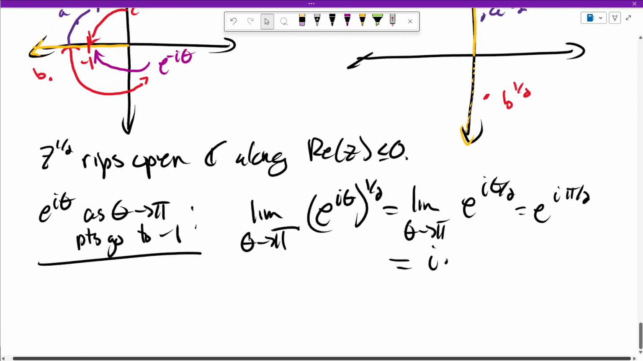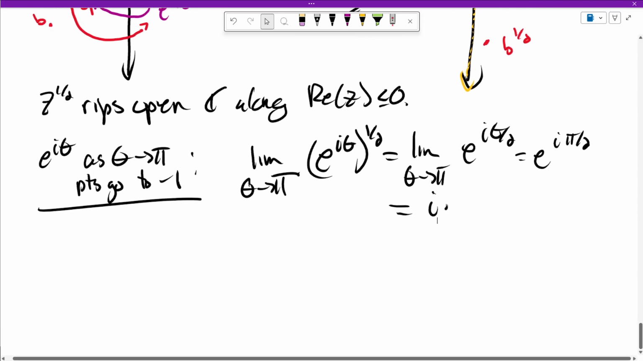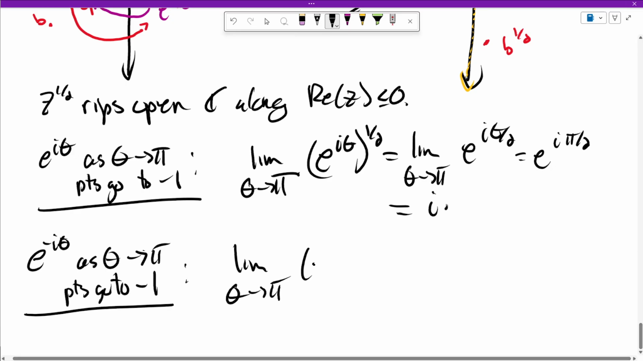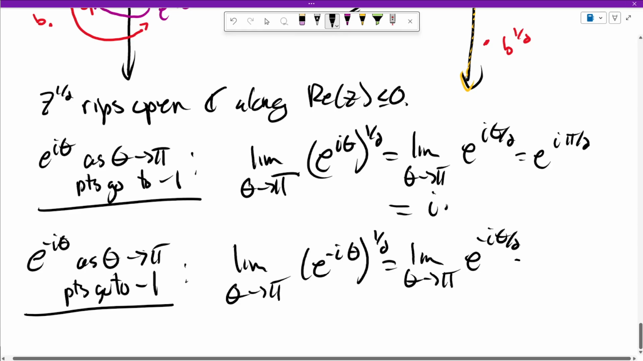All right, now we're going to go along the other approach path, so e to the -i theta, and it's still the same. As theta goes to pi, this goes to e to the -i pi, and e to the -i pi is -1 still, but we're approaching along a clockwise arc. So now the limit as theta goes to pi, but instead of going counterclockwise, we're going clockwise. And so that's the limit as theta goes to pi of e to the negative i theta over 2, and that's e to the negative i pi over 2. That's an angle of negative 90 degrees. That points directly down, and the modulus is 1.